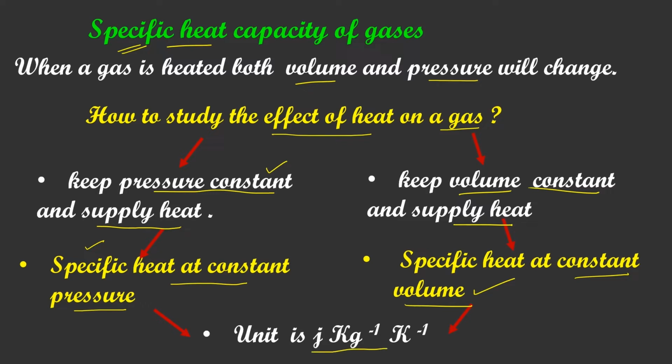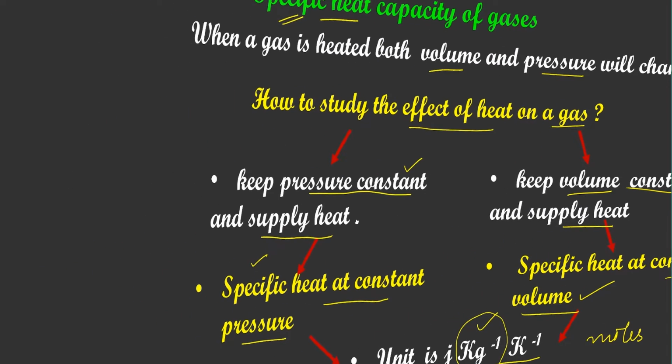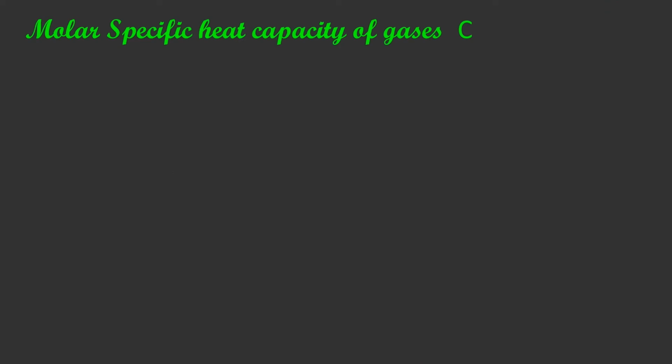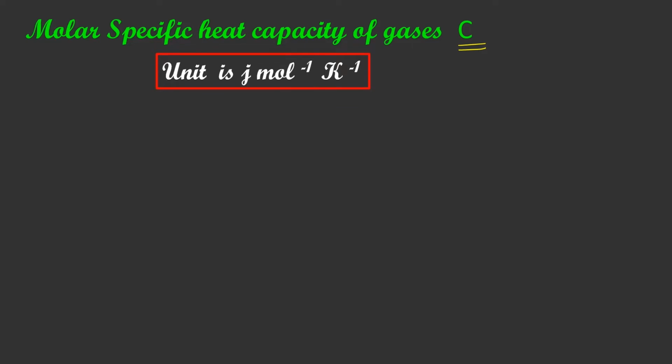The unit is joules per kilogram per K, because we have considered the mass here. But when we talk about molar specific heat capacity, we have to consider the mass in moles. We will see that. Now let us see molar specific heat capacity of gases. The symbol is capital C. We have said that gases have two specific heat capacities, so there are two types of molar specific heat capacity. Whatever may be the type, the unit is joule per mole per K. MOL is the symbol for mole.